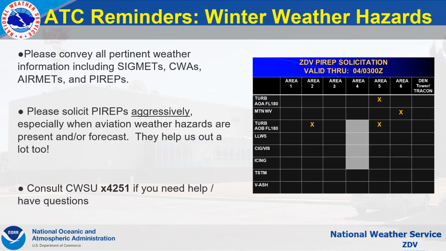Now, as a controller, you will have a lot of pertinent weather information available to you, including those in SIGMETs, AIRMETs, CWAs, and PIREPs. Remember to solicit PIREPs aggressively, especially when those aviation weather hazards are present and/or forecast. Not only do they help the pilots out, but they help us out as well. You can always give us a call at the CWSU if you need help or have any questions. If you are within Denver Center, that's extension 4251. If you are outside of Denver Center, it is the Denver Center number with, of course, the extension of 4251.